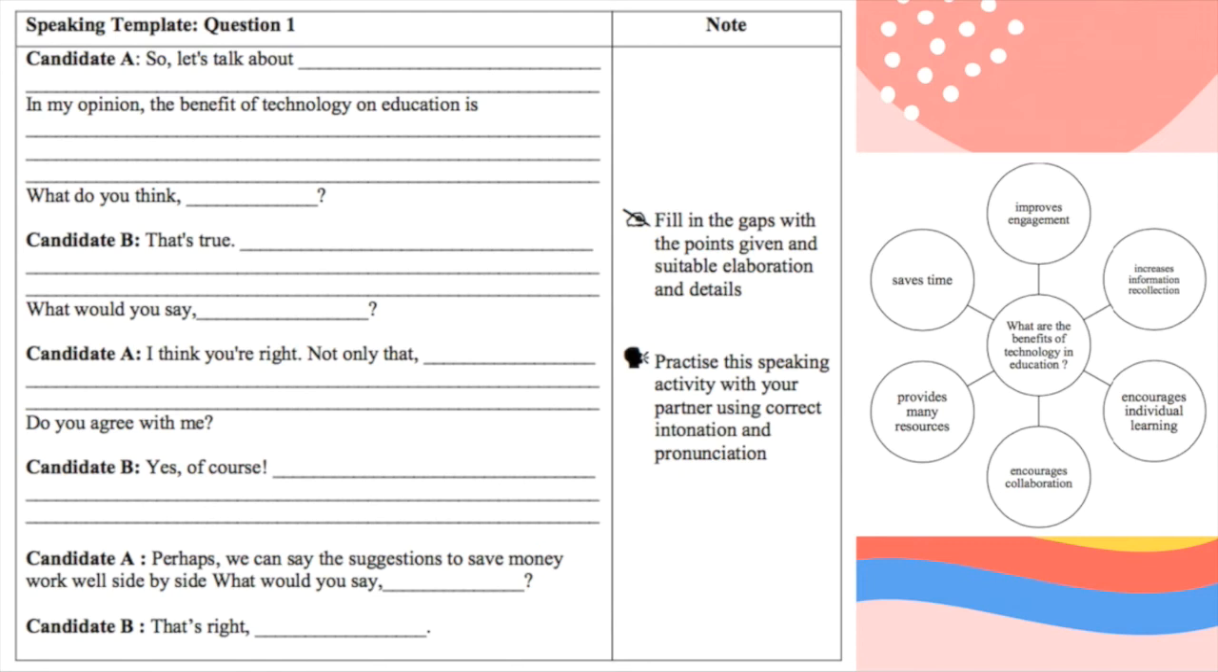Then, you can start your first point and elaborate on it. For example, in my opinion, the benefit of technology in education is time saving. Instead of going to the library, you can find the information on the internet. What do you think?